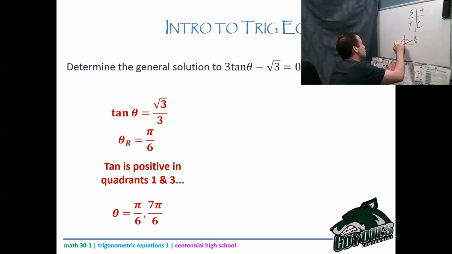And what I want you to notice is the distance between pi over 6 and 7 pi over 6 is actually pi, which means this is going to form a straight line. So the general solution for tan, I can actually say this in one statement.